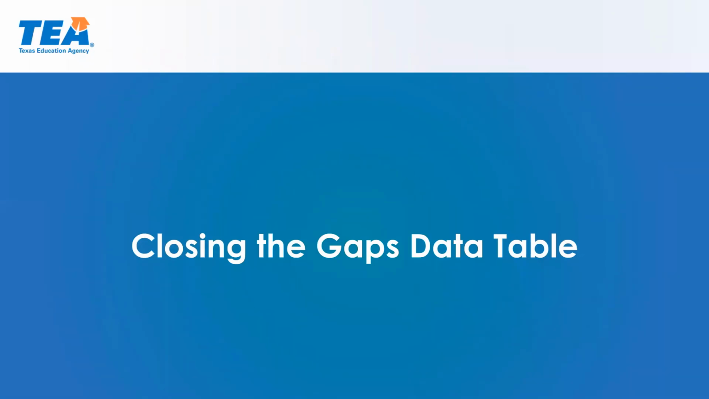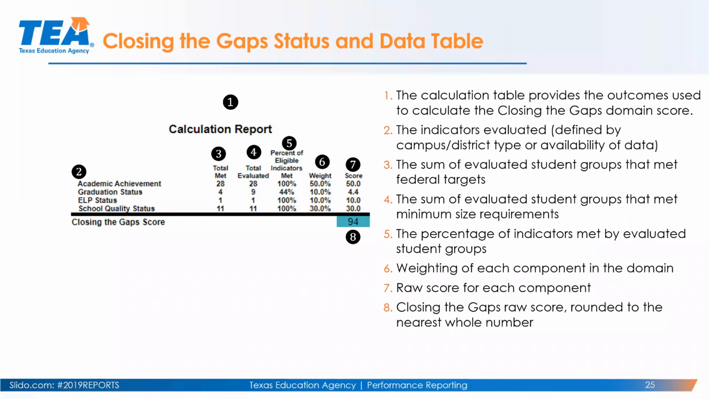Lastly, I'll talk about the Closing the Gaps data table. The Closing the Gaps data table shows me the following. The top section is my calculation report, and that shows me how this particular district was awarded on section 8, their component or raw score, which was a 94. This comes from, on section 2, all the indicators evaluated.